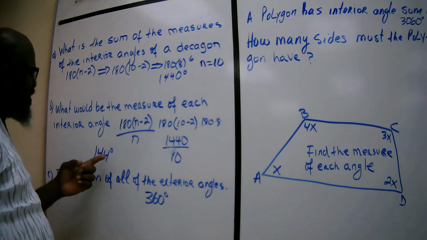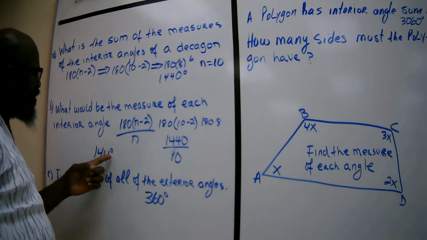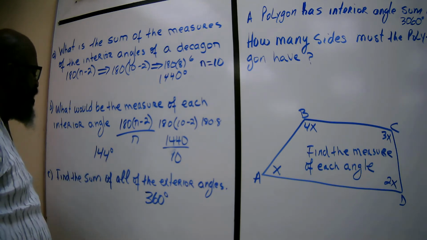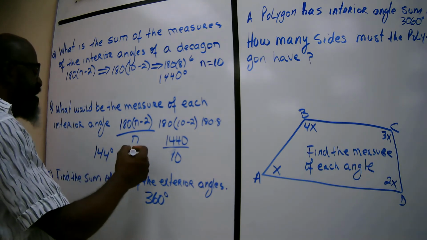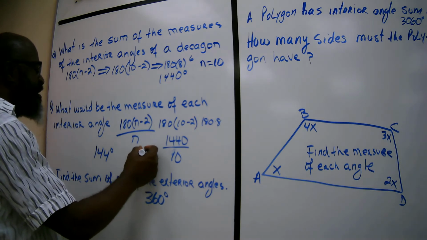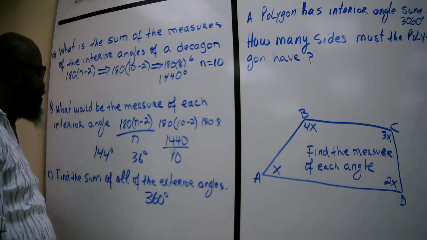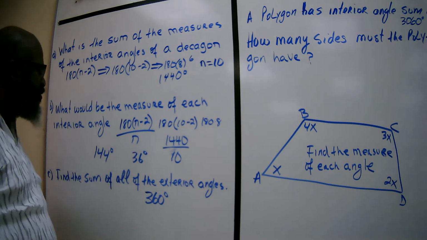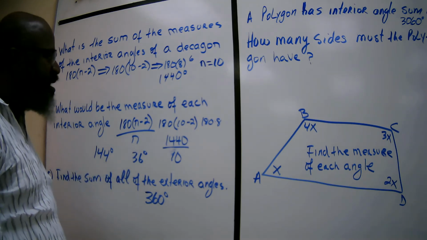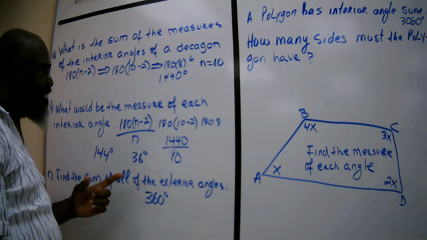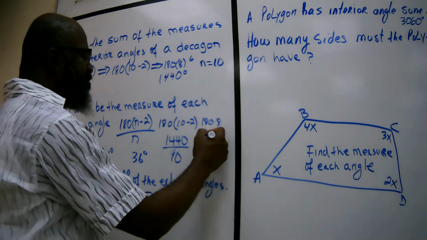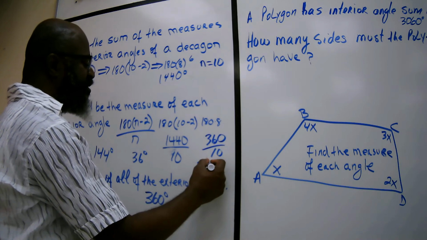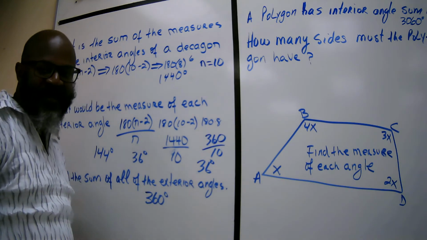If you were to find the exterior angle from the interior angle of 144, you subtract 144 from 180. The exterior angle will be 36 degrees, since the interior and the exterior angles have to be supplementary. So if you add 36 to 144, that gives you 180. The other way we could have found the exterior angle is 360 divided by 10. 360 divided by 10 also gives you 36 for each exterior angle.